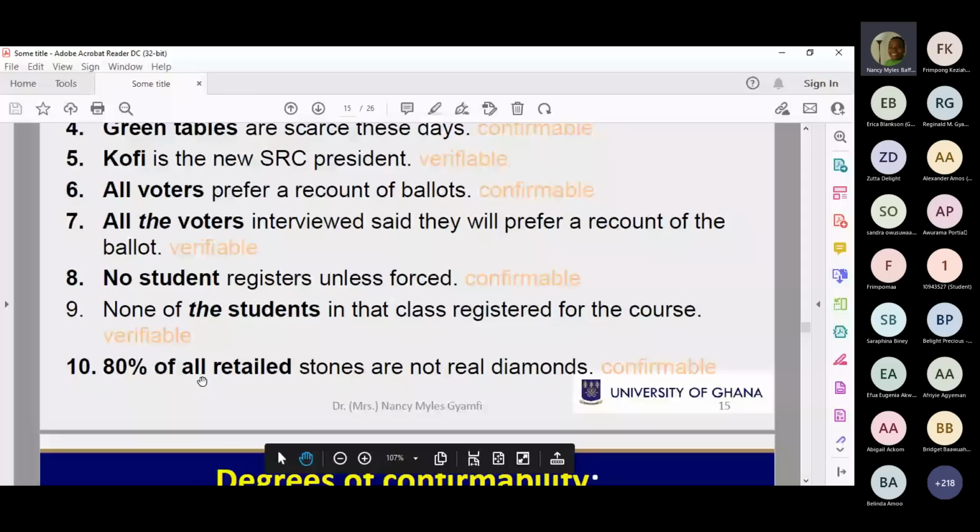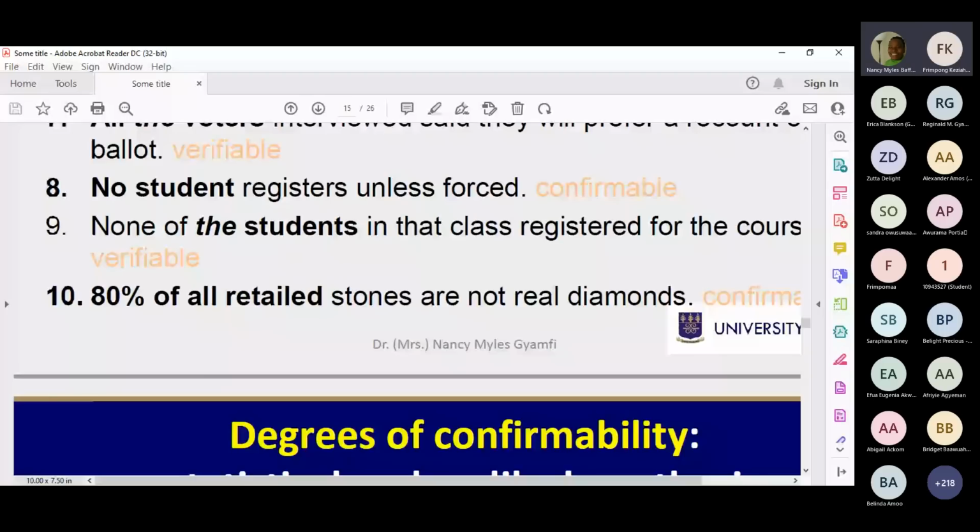And you can all see that in the very last one, which I want a cross answer to look at very well. 80% of all retail stones are not real diamonds, general or particular, and why? General. Statistical. General. 80%.